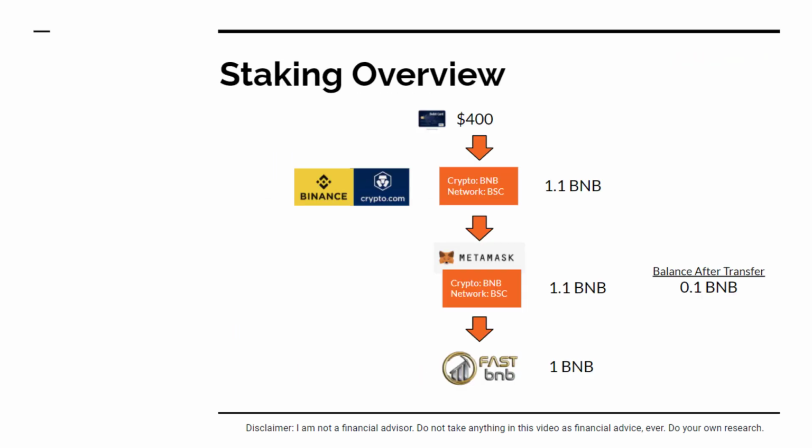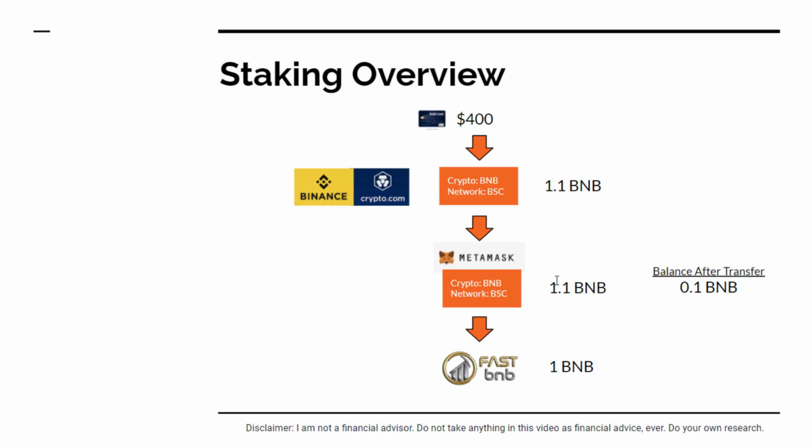Okay, next, how does it work? Now, assume you pay $400. I put the example of $400 just as an example. You can put any number that makes sense for you. You deposit that through your exchange, and let's say it gives you 1.1 BNB. Then you transfer that into your MetaMask. So now in MetaMask you have 1.1 BNB, probably a little less because of the transaction from your exchange to MetaMask.